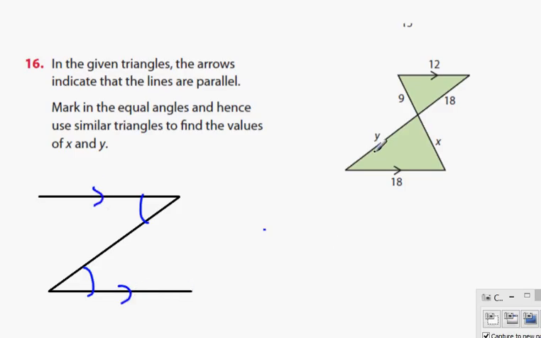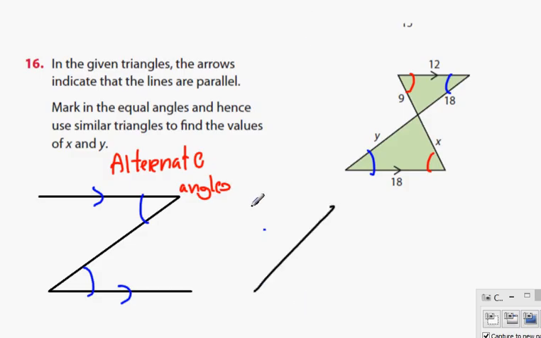What does this mean about this angle here? And what does it mean about this angle here? Same as this one here. These are called alternate angles. You would have learned these in first year, right? What about opposite angles? Does anybody know what opposite angles are?